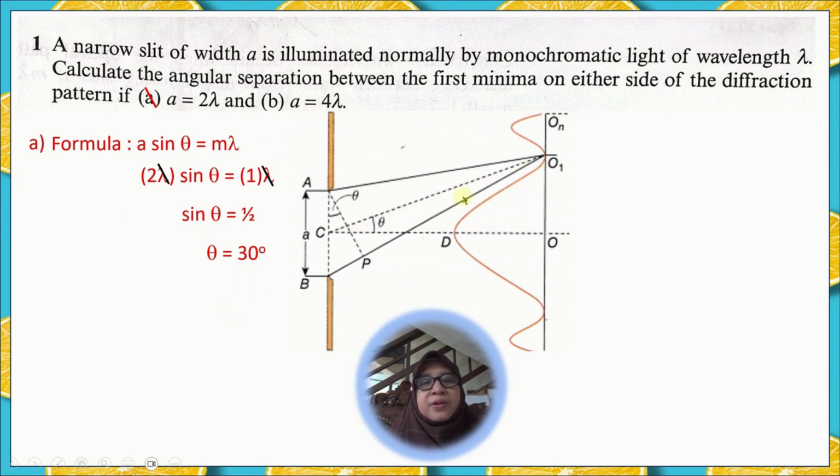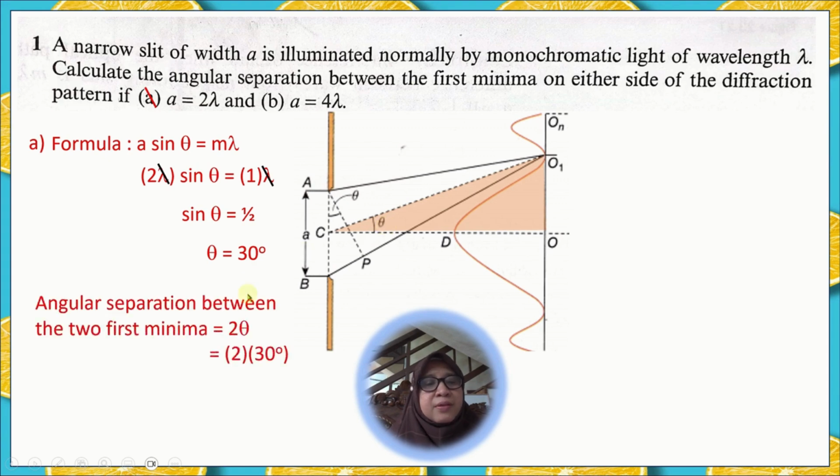Okay, look at the diagram here. This is the theta, 30 degrees. But for the angular separation between the first minima on either side, that means the other side as well. Here is the width of the central maxima, but the question wants the angular separation between the two first minima, top and bottom, so we multiply by 2. So 2 times 30 degrees, we get 60 degrees.